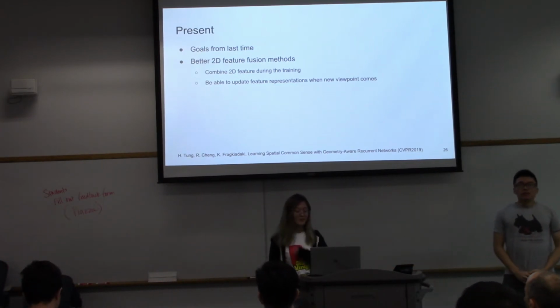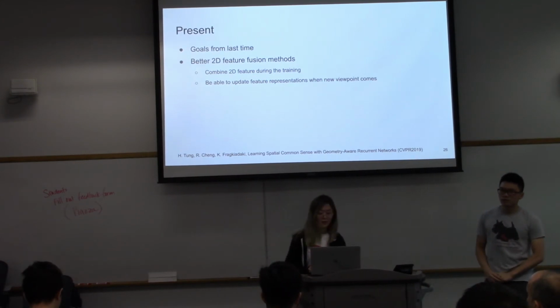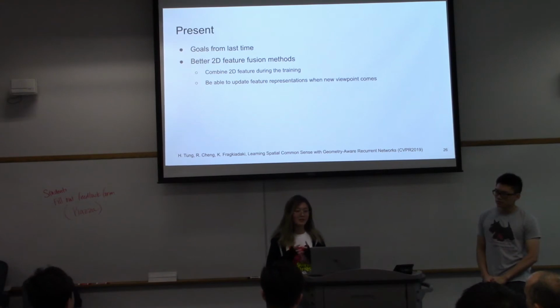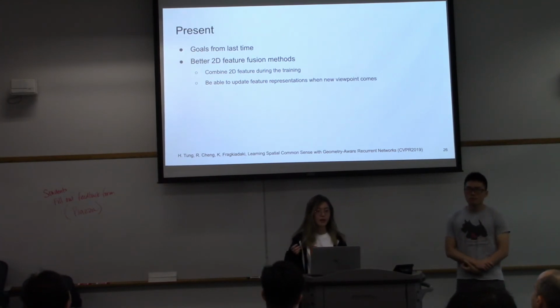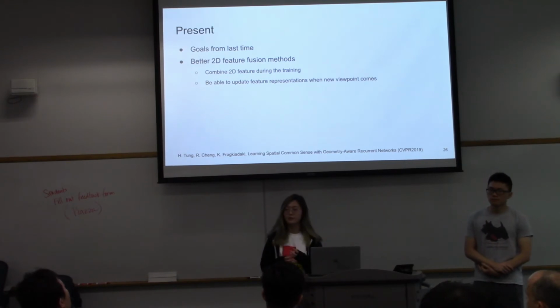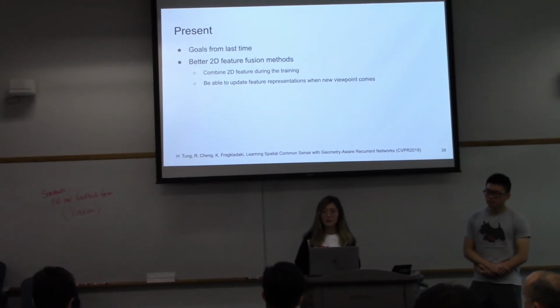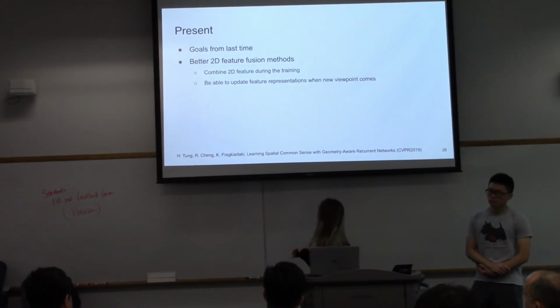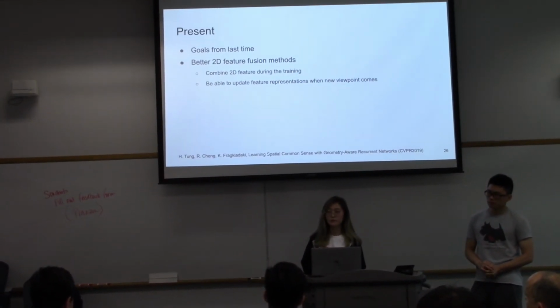So since the last presentation, despite the goals he talked about just now, we also want to find new feature fusion methods that can combine the features during training in an end-to-end fashion, just like what he said. They can take a look at the features from the other views and improve the features for themselves. And we also want the network to be able to update the feature representation during training. And if you see a new view, you can expect it can be improved.